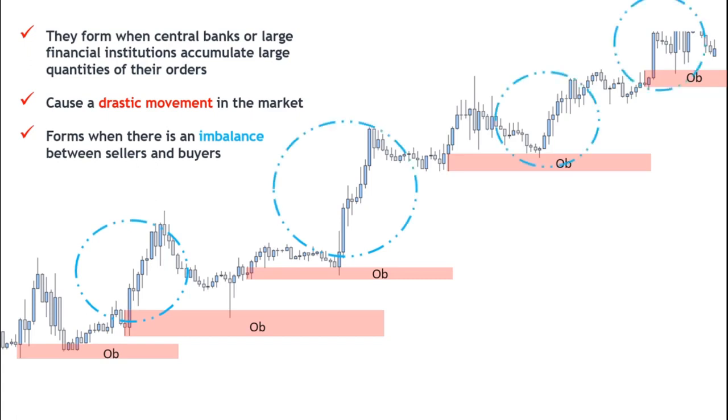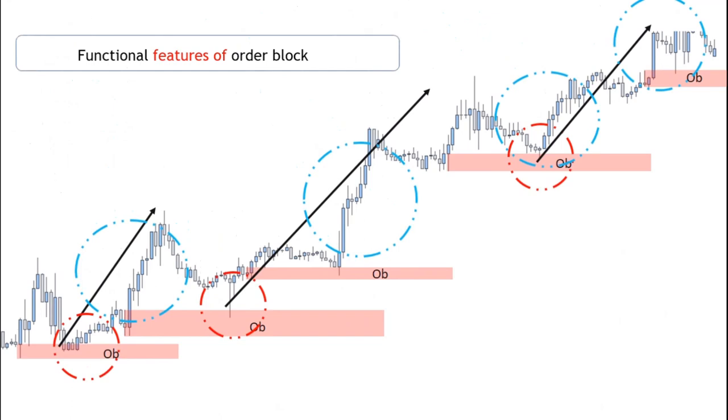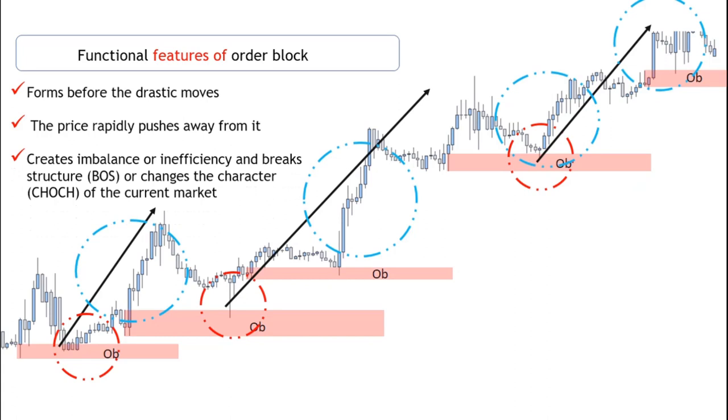If you still don't know how to identify order blocks and specify them on the chart, I definitely recommend you watch our video clip about order blocks again to fully understand this important topic, as we will only discuss it briefly here. Here is the functional definition of an order block, which helps us identify order blocks on the chart easily. Order blocks form before the drastic moves in the market, exactly where the price rapidly pushes away from a specific area because of the lots of orders placed there. An order block creates an imbalance or inefficiency that breaks the structure of the market or changes the character of the current market.